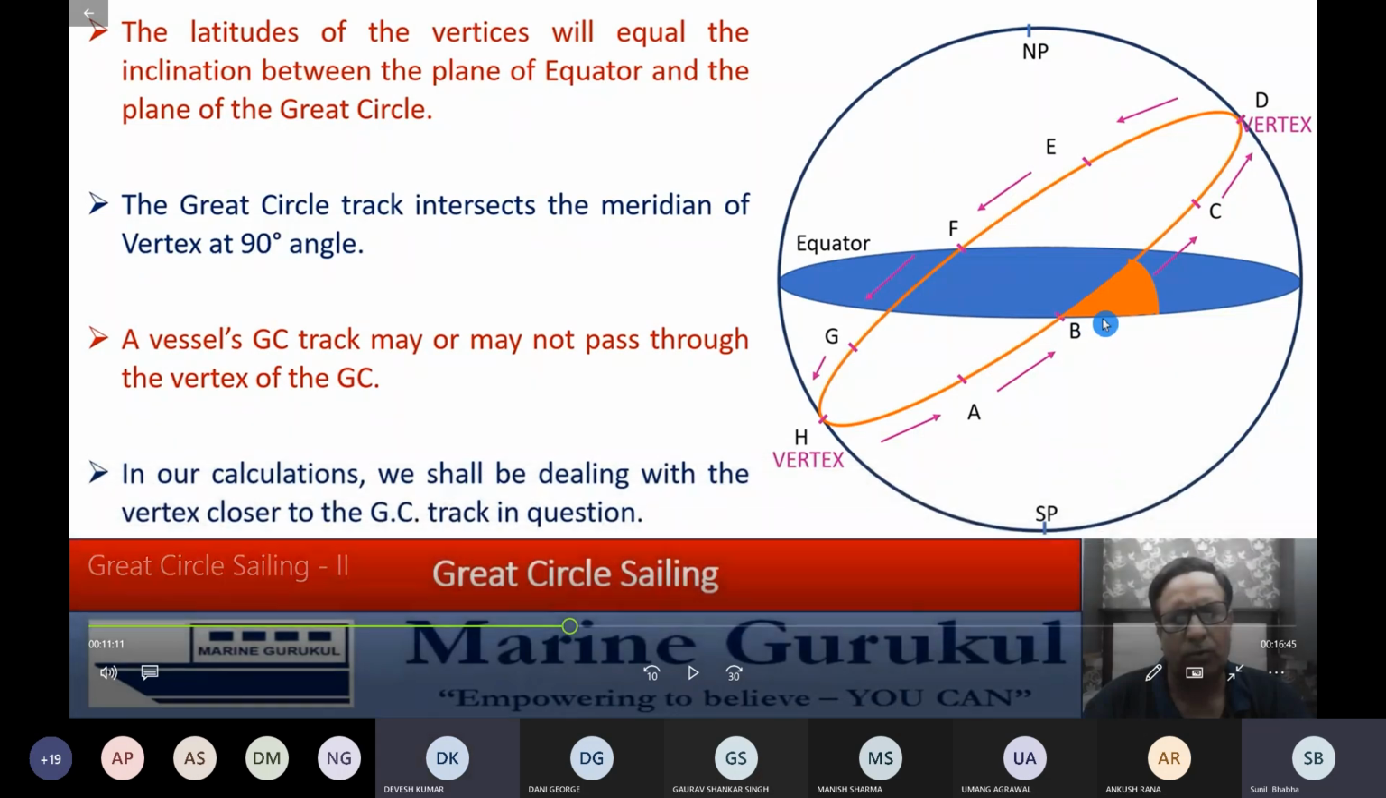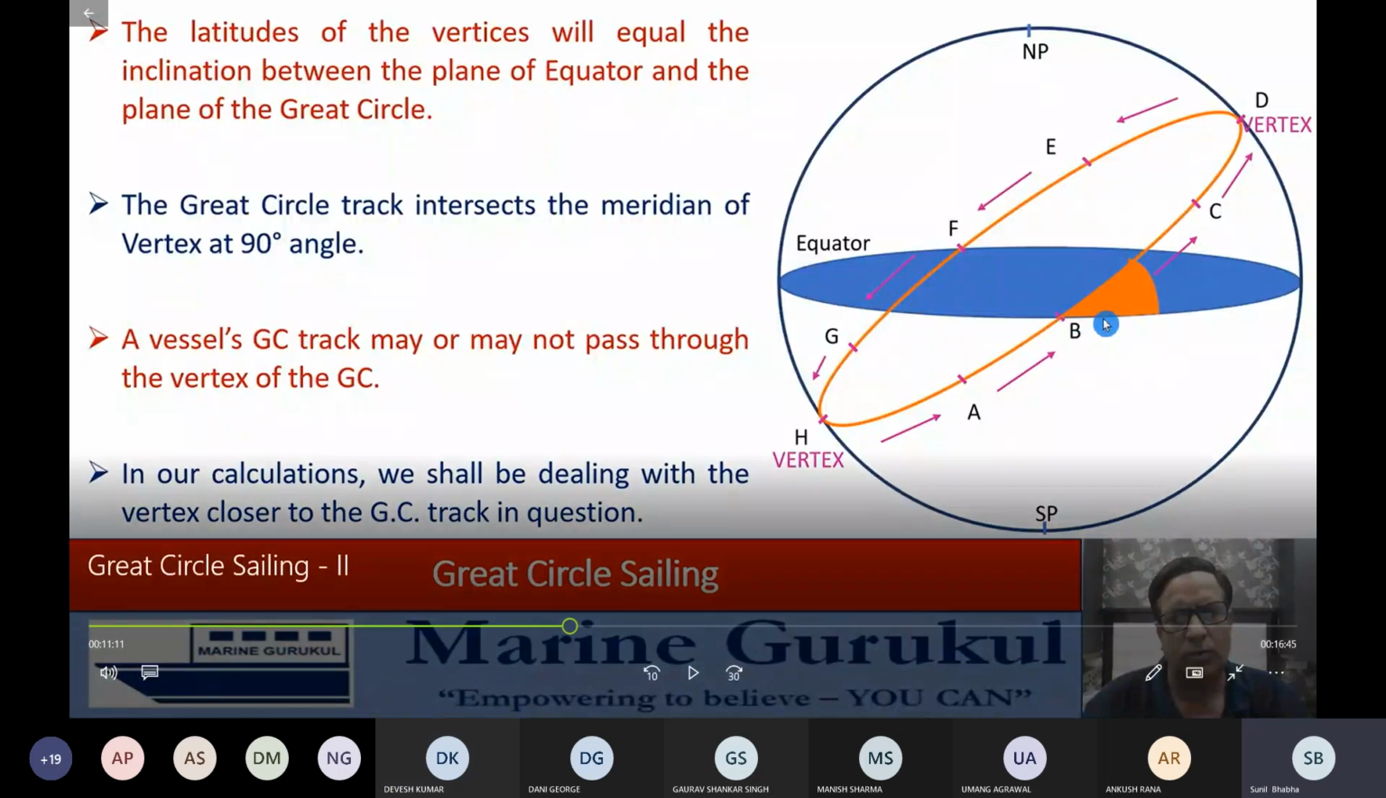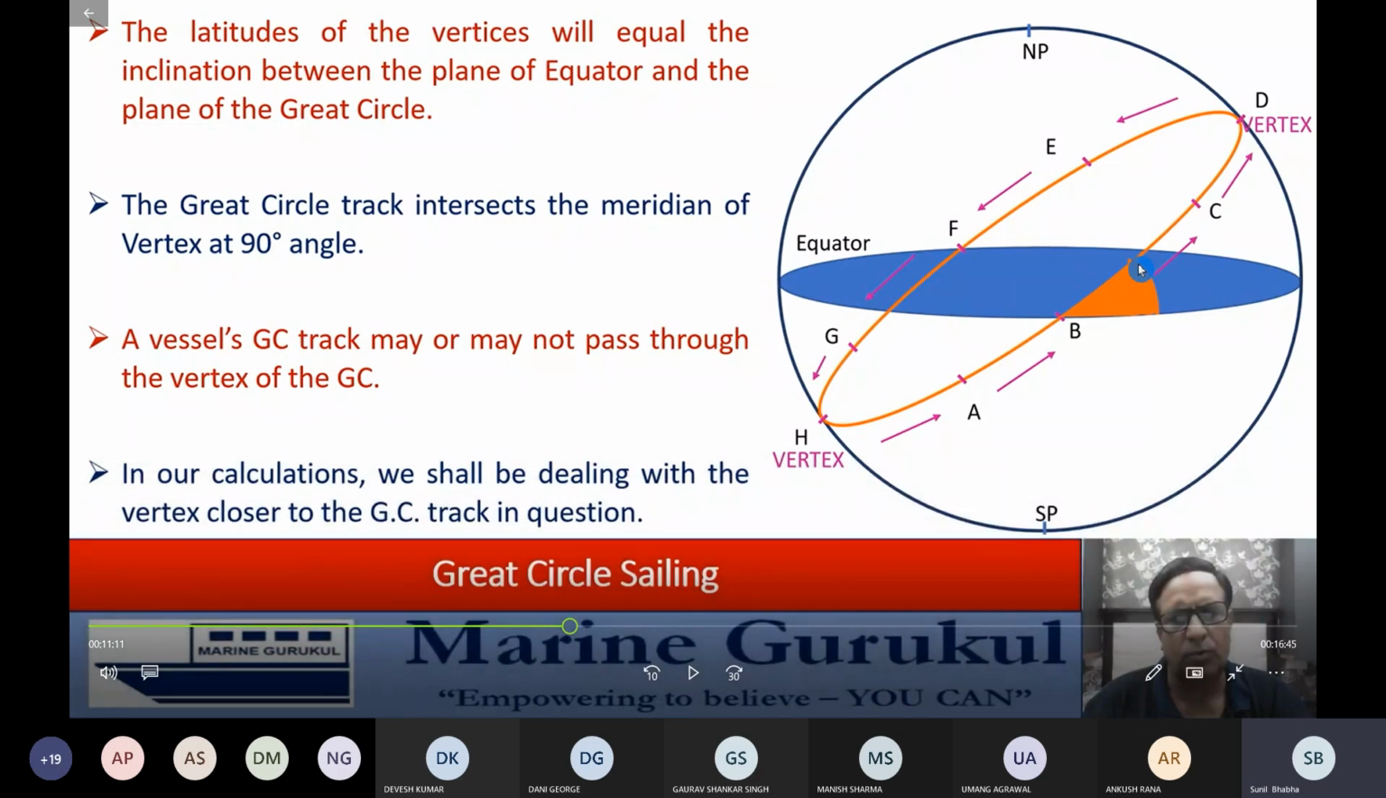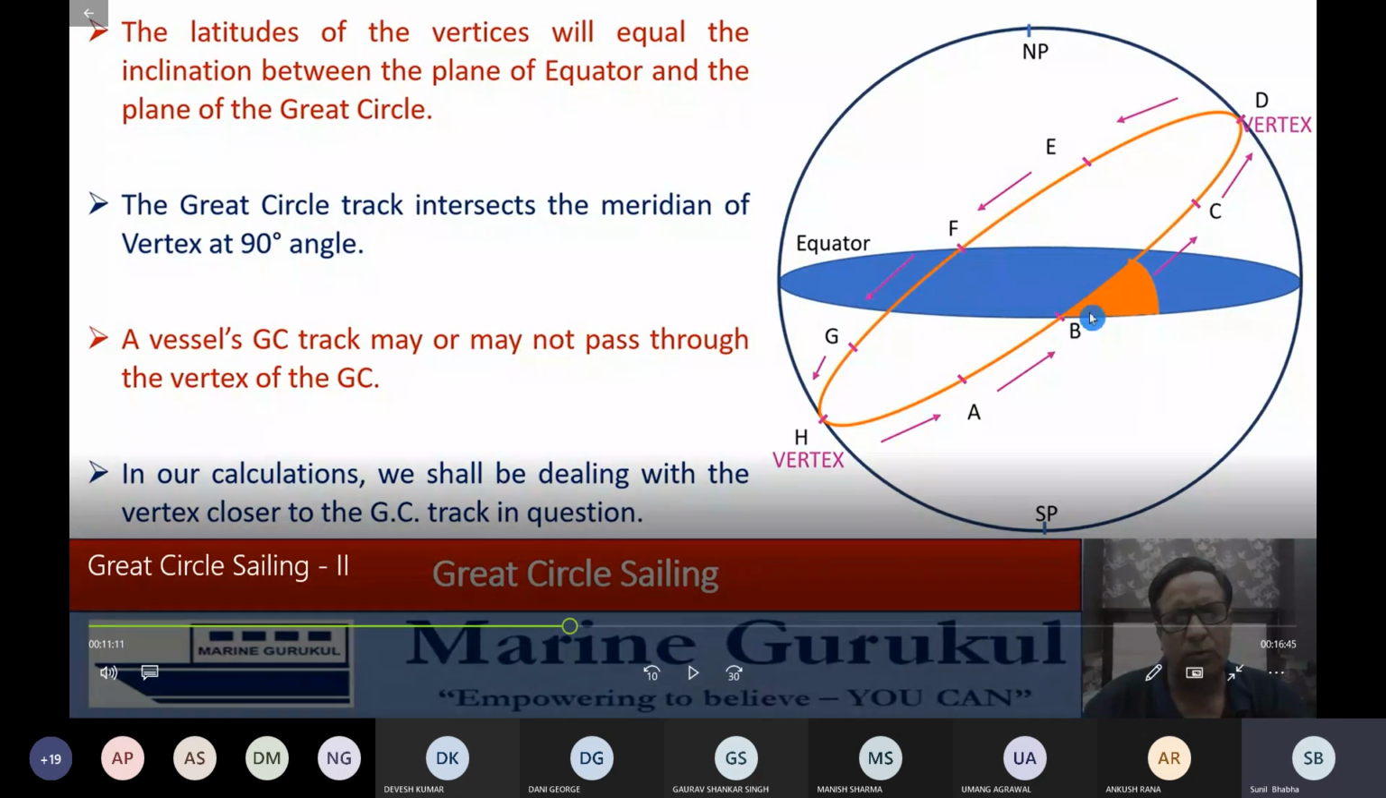Right, beta? 90 minus angle. Right. Equator is pointing in 090 direction. So equator is 090. You are 40 degrees north of it. So that means your course will be 090 minus 40. That is 050. That will be the heading of the ship at point B.